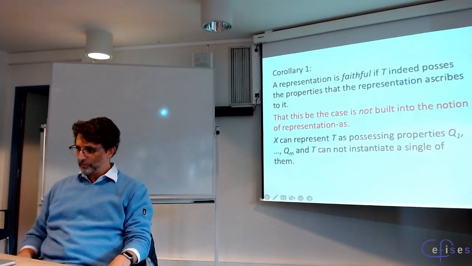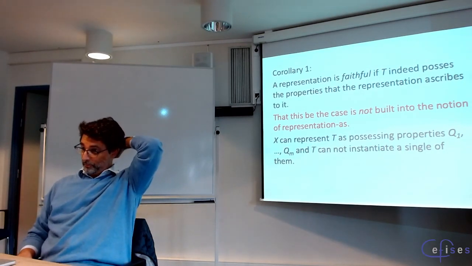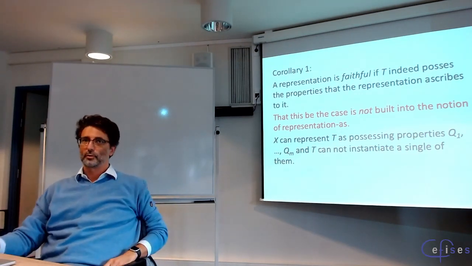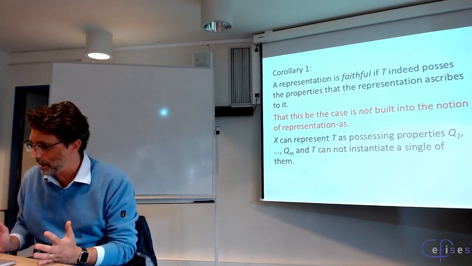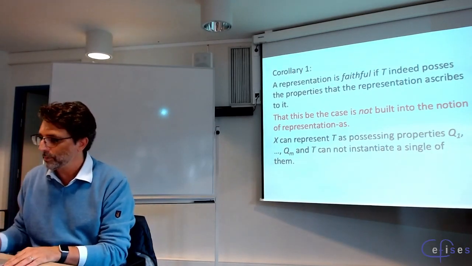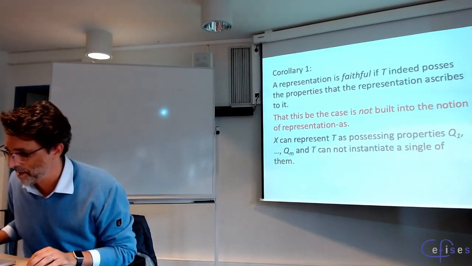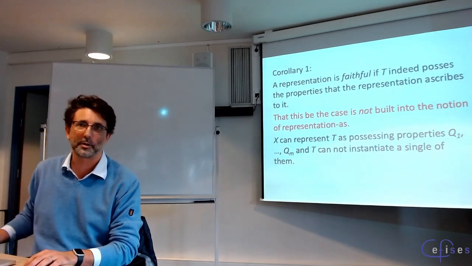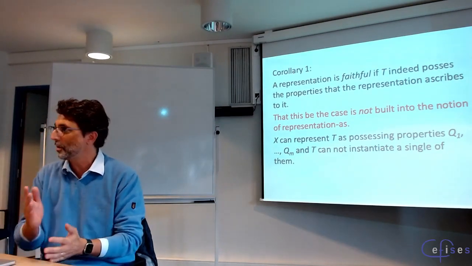Now I want to give you a few corollaries. So we want to say that a representation is faithful if T indeed has the properties that the representation attributes or imputes to it. Now that this is the case is not built into the account. The representation can be completely wrong. I mean, someone may think that Margaret Thatcher wasn't brutal and ruthless at all, and the caricature completely misrepresents her. Still, the caricature does represent her as such.